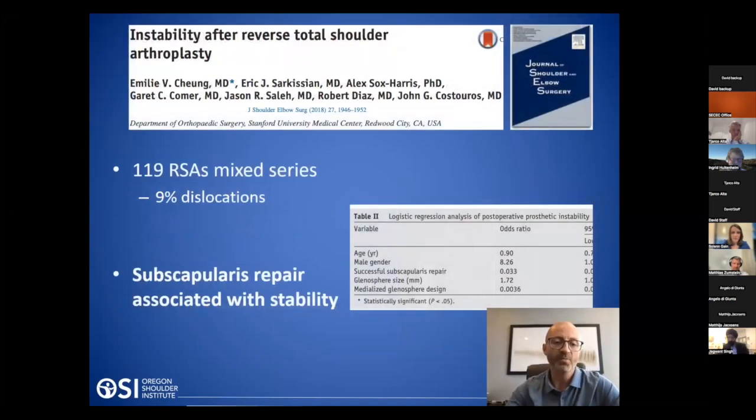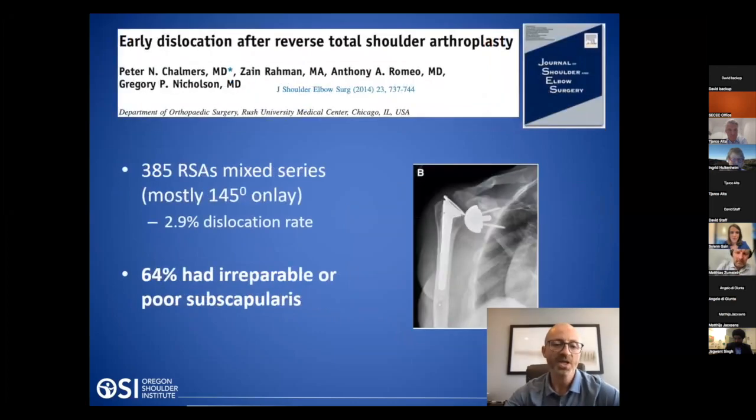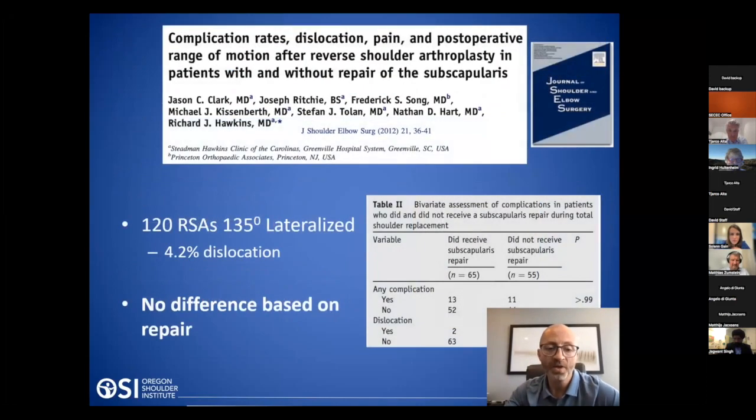Another series here, primarily 155s, it was a mixed series. Subscapularis repair was associated with stability. Tony Romeo's study of 385 RSAs, mostly 145 onlays, they had a higher rate of irreparable or poor subscapularis tendons when they had dislocation.